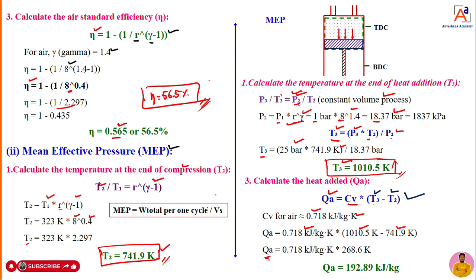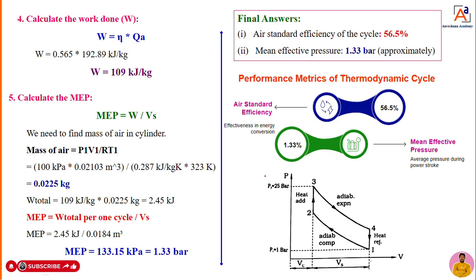We are going to get heat addition as 192.89 kilojoules per kg. Now you got the heat addition. Once you know the value of heat addition, then what you can do now? You can calculate the efficiency, right? We know the equation to calculate the efficiency.